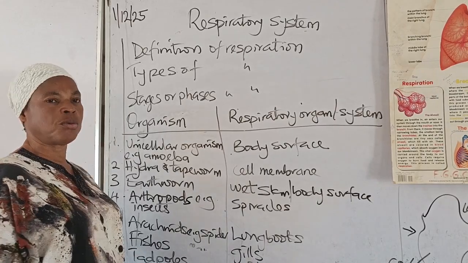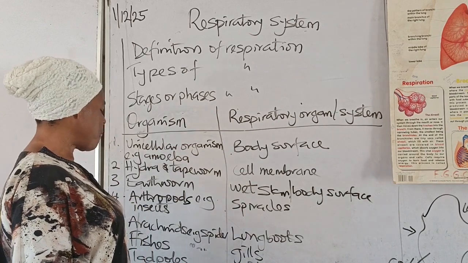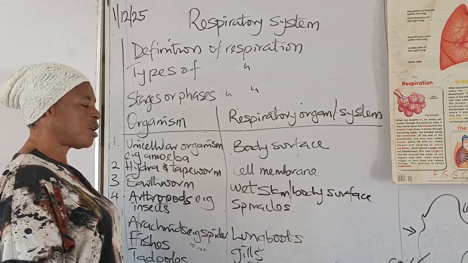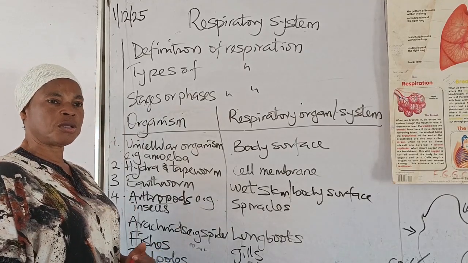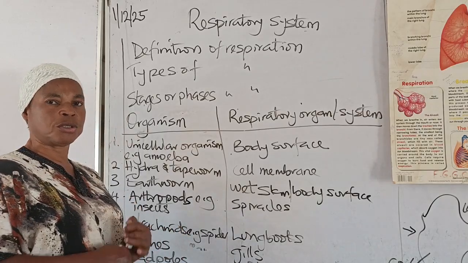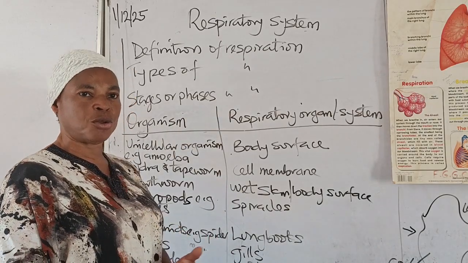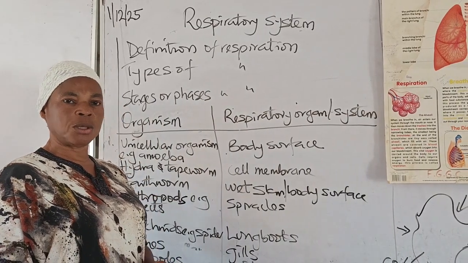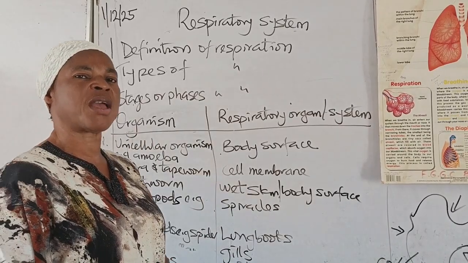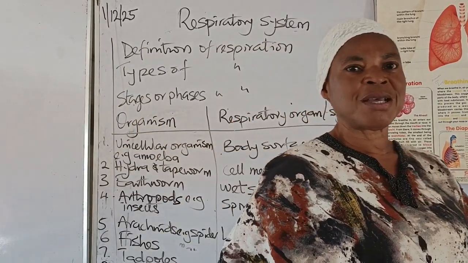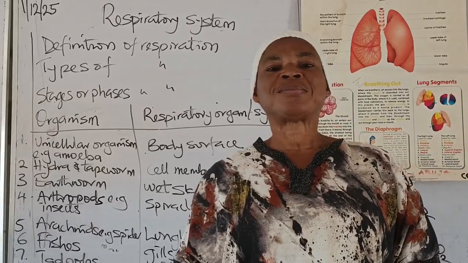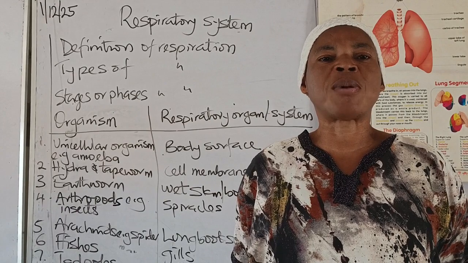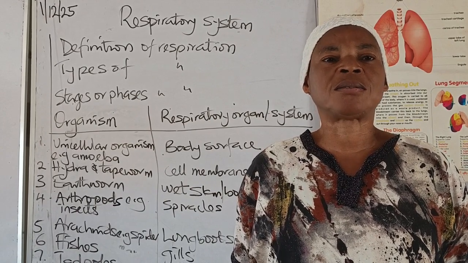We have tadpoles, that is the young of a frog or a toad. It uses the gills. And then we have amphibians, that is the toad or the frog. It uses the skin, the mouth, or the lungs. And then we have the reptiles, which use the lungs. We have aves, an example is eagle, which uses the lungs. And then we have man, man uses the lungs. And then we also have plants. Plants use stomata and lenticels.